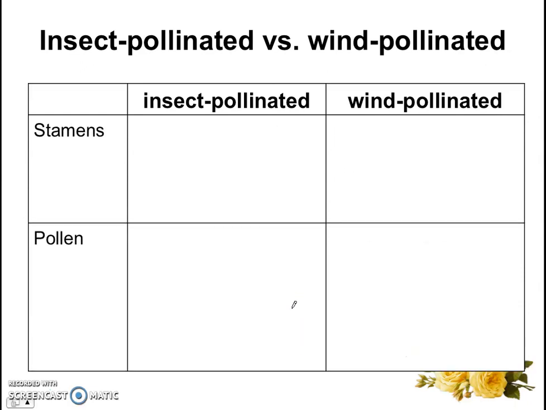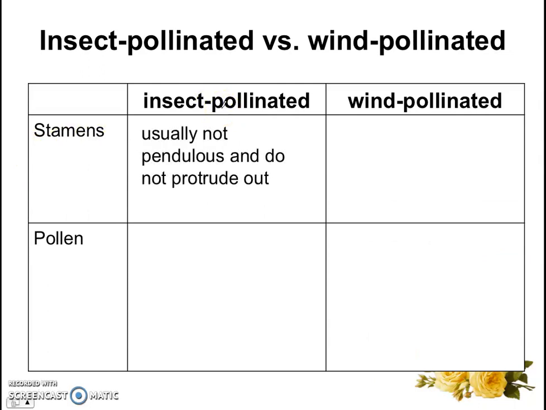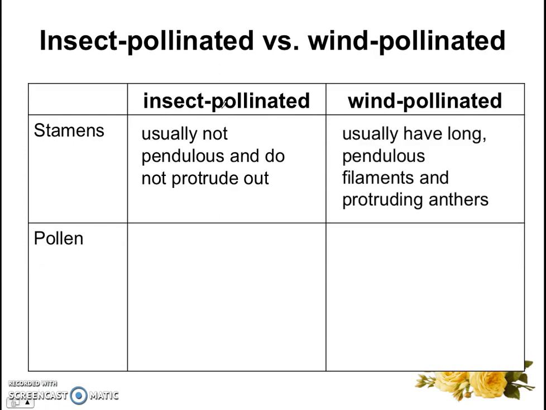Next, in terms of the stamen, right, the insect-pollinated flowers again, they're usually not pendulous, they don't protrude out, they're small and compact. Right, the wind-pollinated ones, the stamens tend to be long and pendulous, protruding out of the flower so that the pollen can be easily blown away and dispersed by the wind.